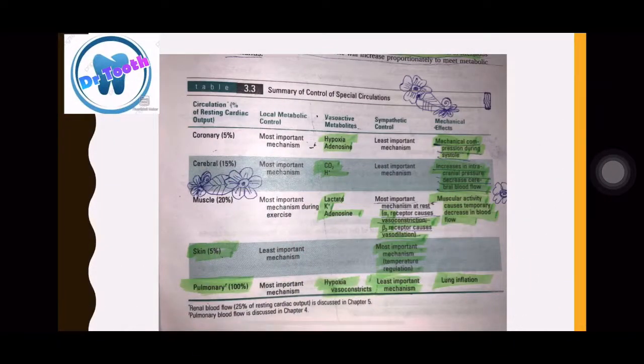Next we have summary of control of special circulations. This topic is important from the MCQ's point of view. They can ask their percentage, for example muscle 20%, that can be your MCQ, or your MCQ can be like sympathetic control in muscles, or vasoactive metabolites in muscles, or local metabolites of skin. So that can be your MCQs as well. So read it, must.